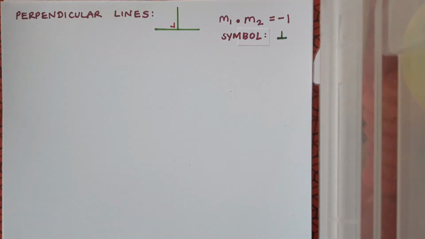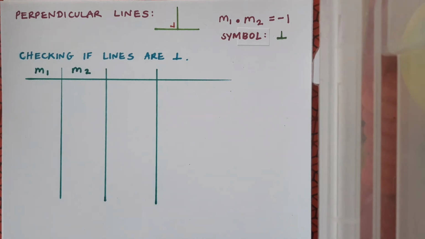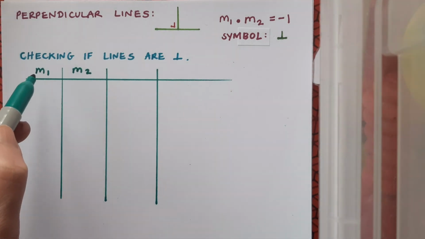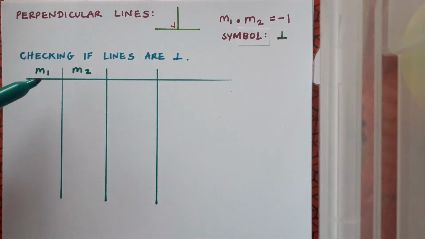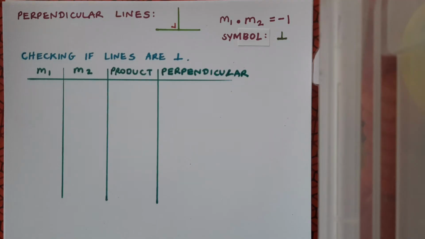So there's 2 things we're going to have to be able to do. We'll have to be able to check and see if 2 lines are perpendicular, but we'll also have to be able to work out the slope of the second line if we know the slope of the first. So let's start off with checking if things are perpendicular. For this, I'm going to make a table, and I'm going to call the columns M1 first of all, to represent the first slope, M2 to represent the second slope, product, so that's the result when I multiply, and then I'll call the last column perpendicular.